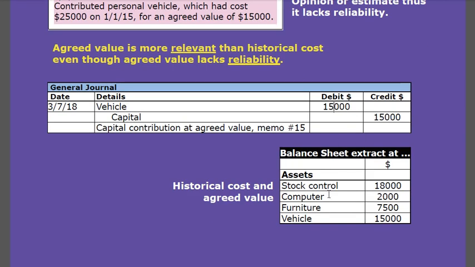And if you have a look at the balance sheet extract here, you can see now that the assets are a combination of historical cost assets such as stock control, computer, furniture, and vehicle now, which has been added by a capital contribution. This is at agreed value. So it is not historical cost, it is agreed value. So sometimes the assets are a mixture of historical cost and agreed value.